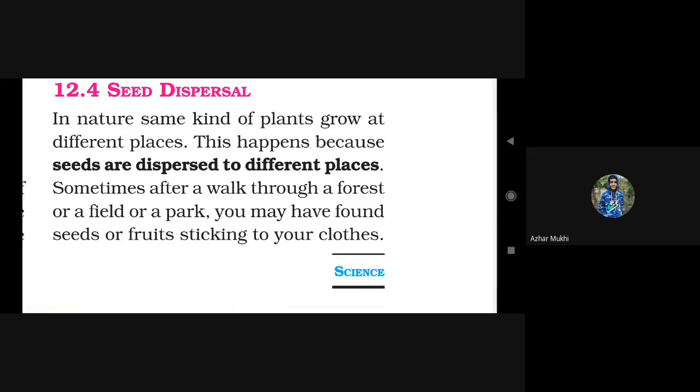Birds. Good. What's your name? Azarmukhi. Azarmukhi, clap for Azarmukhi. All of you clap for Azarmukhi.